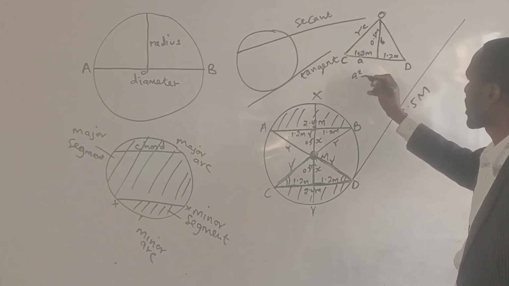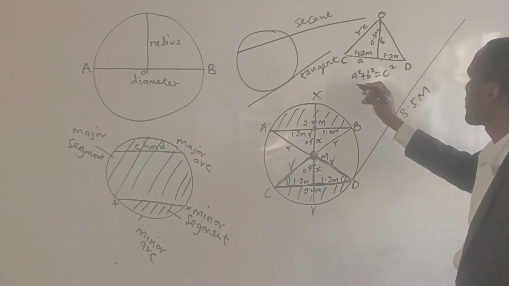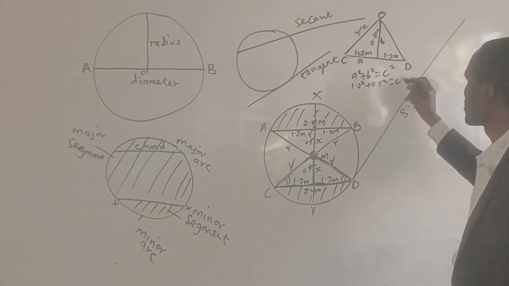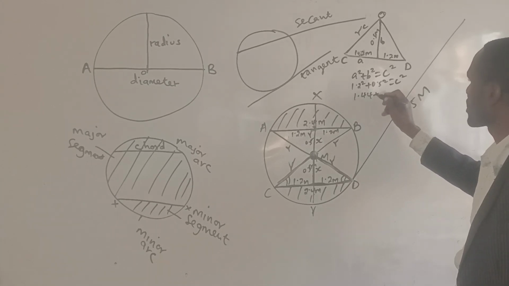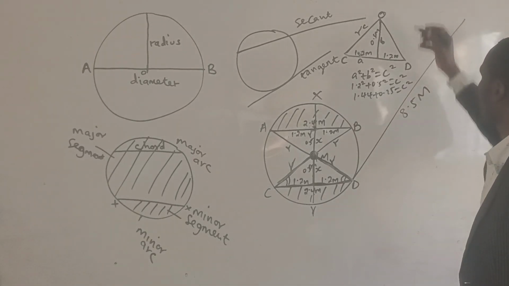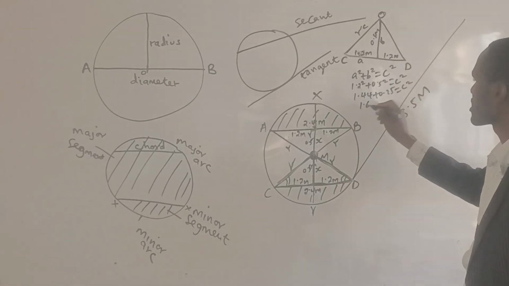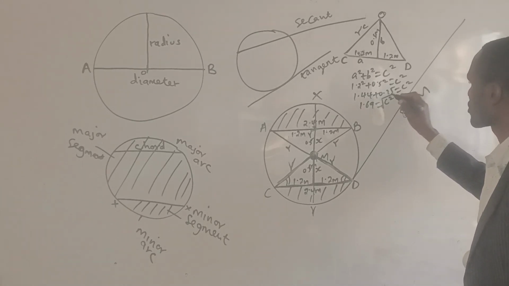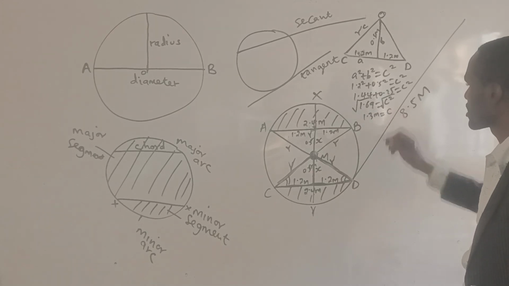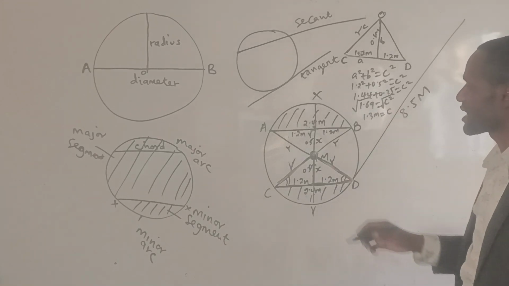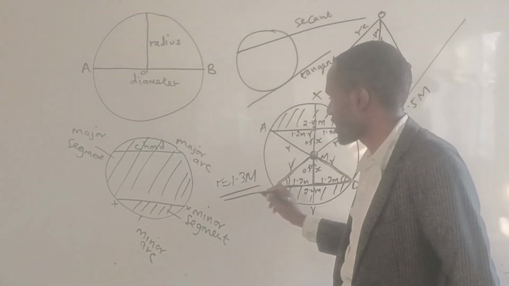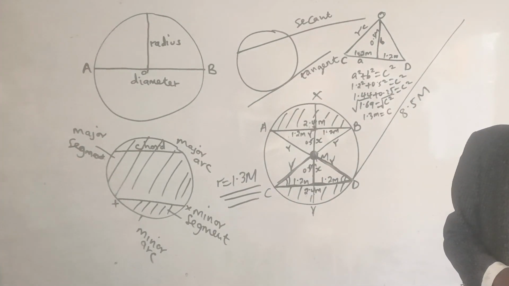So I'll say A squared plus B squared is equal to C squared. My A is 1.2, so 1.2 squared plus my B, 0.5 squared, is equal to C squared. So 1.44 plus 0.25 is equal to C squared. So 1.69 is equal to C squared. I'll introduce the square root on both sides, so that my C is going to be 1.3 meters. So at the end of the day, the radius of this circle is equal to 1.3 meters. That becomes my answer as far as the radius of that circle is concerned.